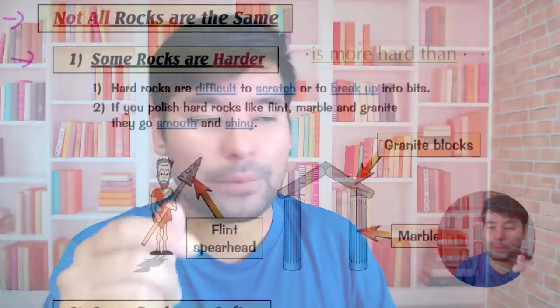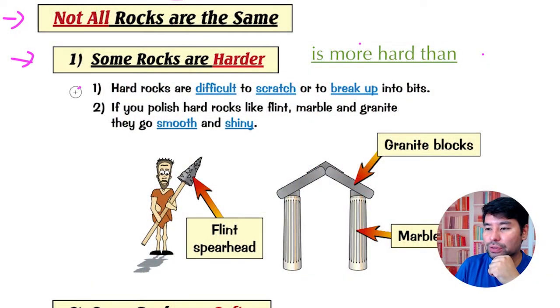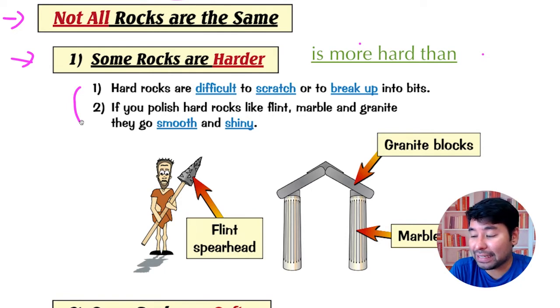And then we have two descriptions here. Number one, harder rocks are difficult to scratch or to break up into bits. And number two, if you polish harder rocks like flint, marble, and granite, they go smooth and shiny. This is a very good one. Remember that flint, marble, and granite.